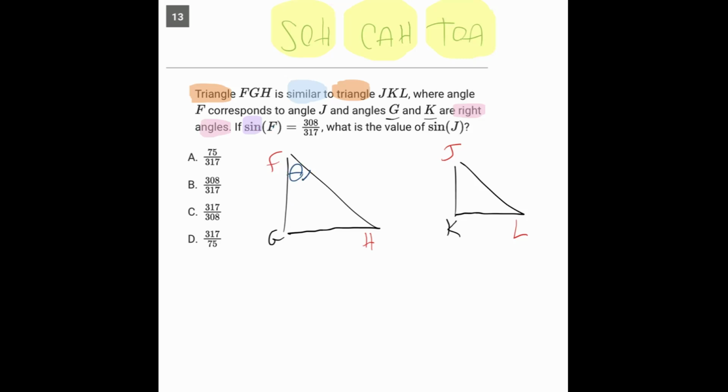So that means we're standing at F. That's where we put our theta symbol. First thing you do is go right across from there and call that the opposite. The hypotenuse of a right triangle never changes, and the one left over, that's the adjacent.